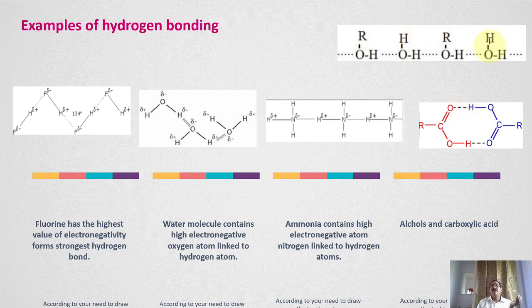So here you can see alcohol. In alcohol, this is an acid. So these are the different examples of hydrogen bonding. Let us move further.